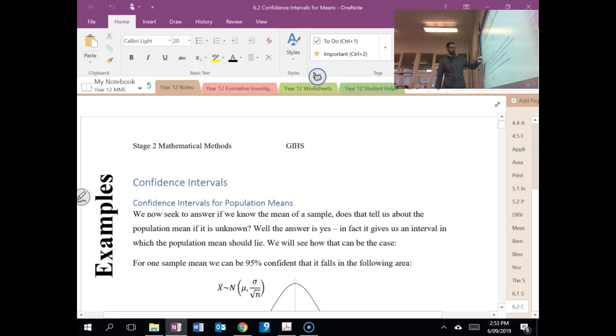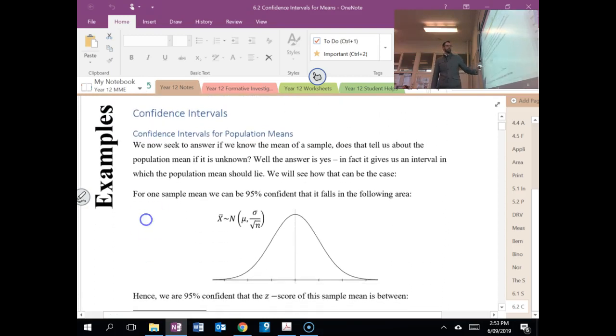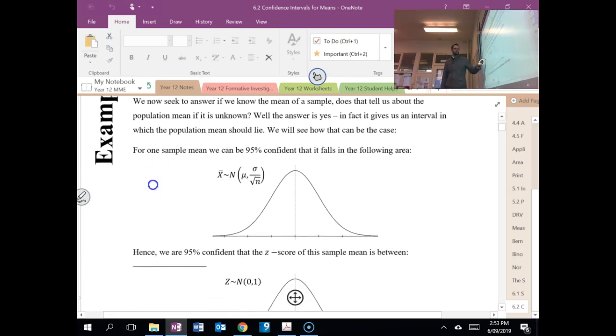So the idea is, if we get a sample and we get its mean, does that tell me anything about the mean of my population? Well, it does. It gives me an interval in which the population mean should lie. So I get my sample, from that I can get an interval, and then I'm pretty sure, not 100% sure, but pretty sure that my population mean is in that interval. And we'll see why that's the case.